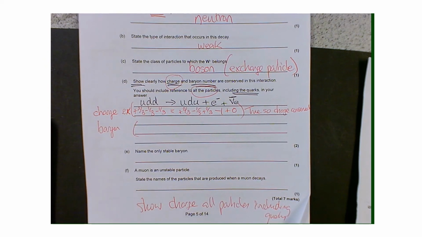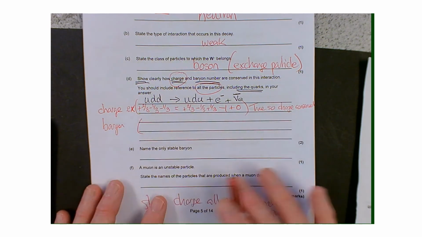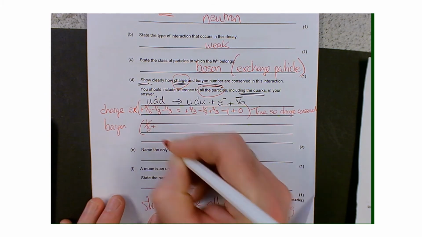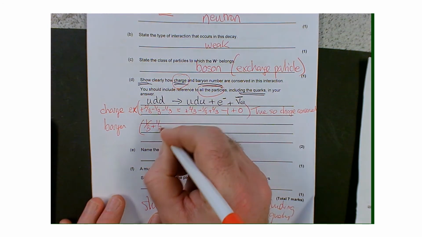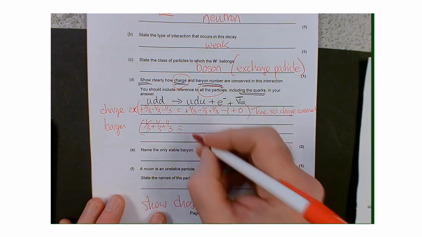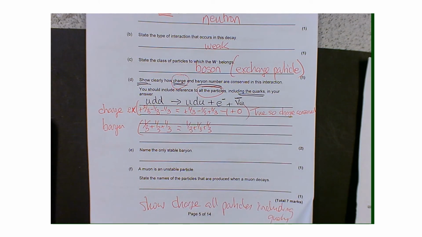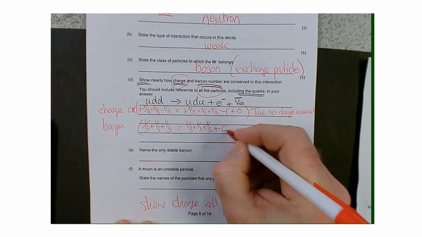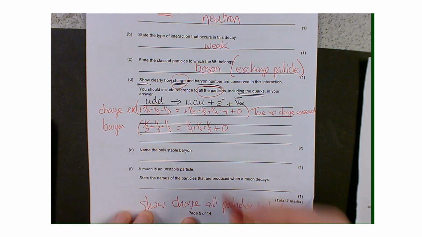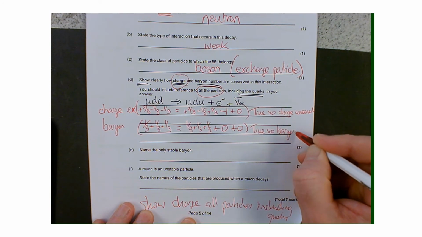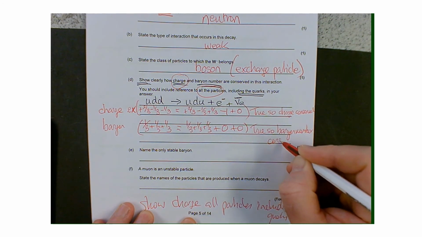Okay, so what's the baryon number of an up quark? 1/3. And for the down, 1/3 as well. Okay, and that has to equal 1/3 plus 1/3 plus 1/3. What's the baryon number for the electron? 0. And for the anti-electron neutrino, 0. Okay, true. So the baryon number is conserved.